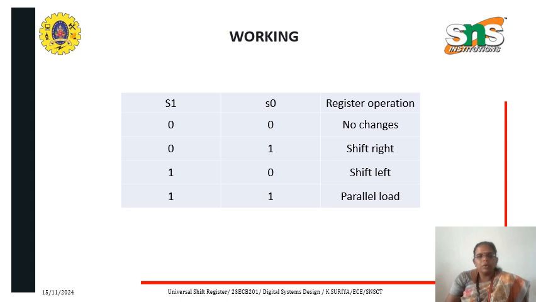If S1 and S0 are 0, 0, then there is no change in the register operation. If it is 0, 1, then it will shift right. And for 1, 0, it will shift left. And for 1, 1, parallel load operation will take place.